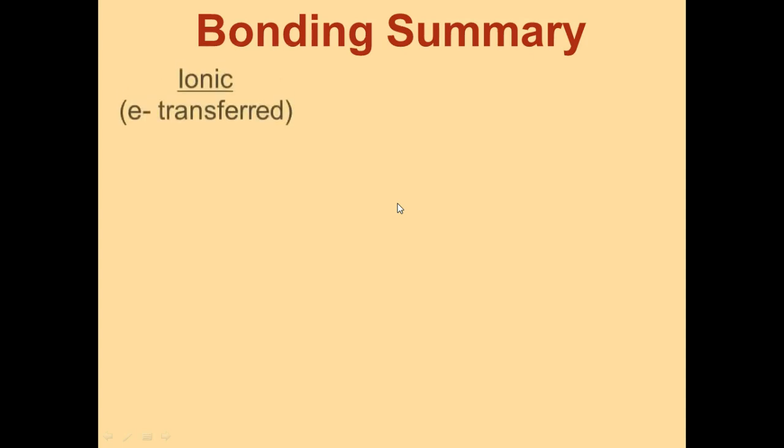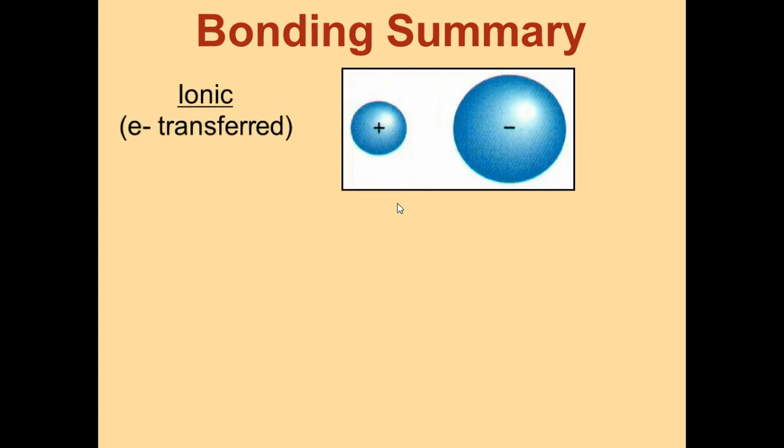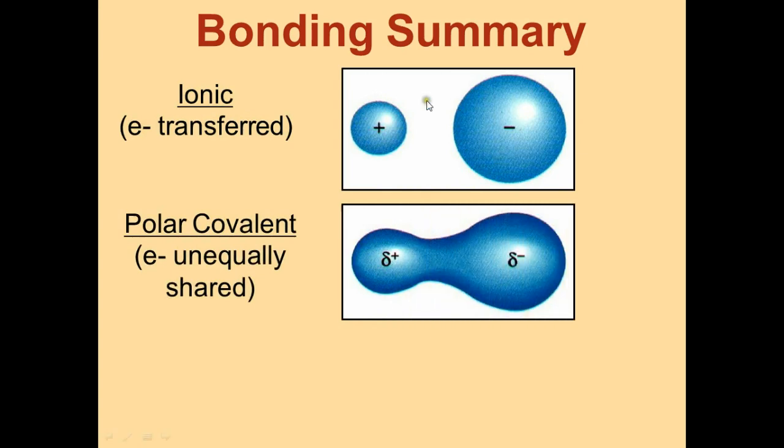And so here's the summary. So ionic, electrons are transferred, so one side gets electrons and the other side doesn't. Pretty much think of people hogging something: one side gets it all, the other side doesn't. Polar covalent, electrons are shared unequally, but it's not total hogging like ionic. We do have an unequal sharing, but the other side still gets a little bit.